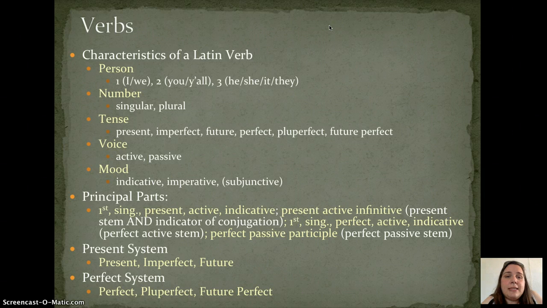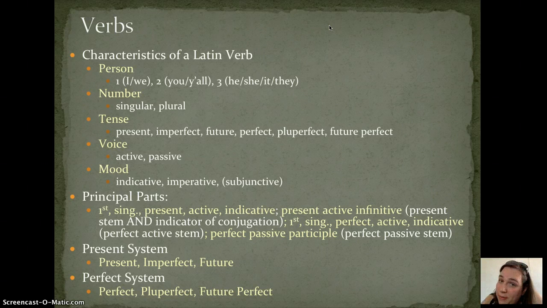The principal parts are all the forms that you need to fully conjugate a verb. Okay, so you cannot fully conjugate a verb unless you have the principal parts. Each of the principal parts is a specific form. So for example, the first principal part is the first person singular present active indicative. Okay, the second principal part is the present active infinitive.